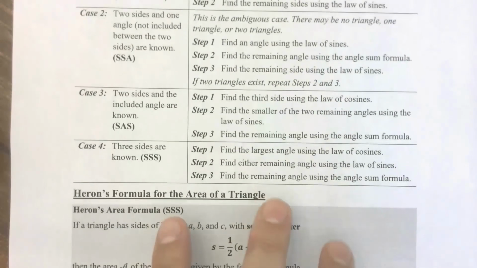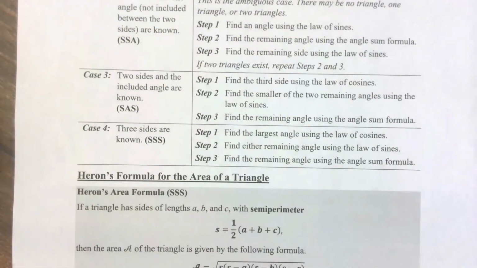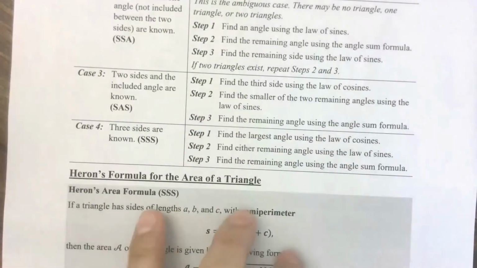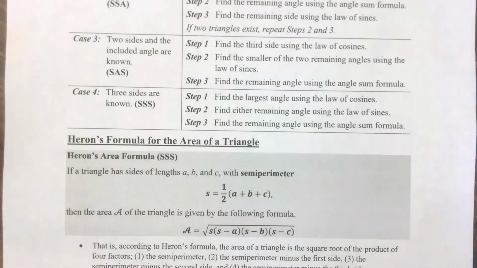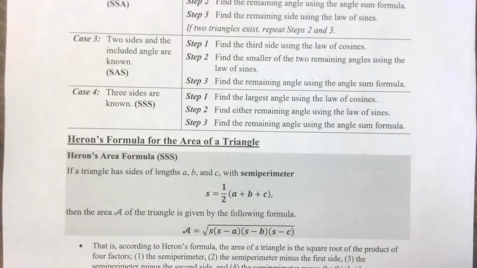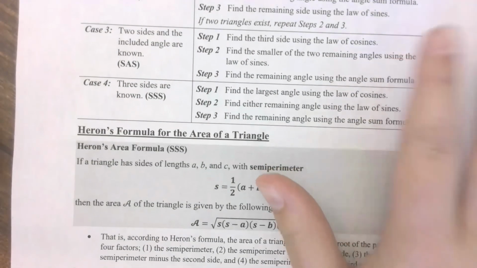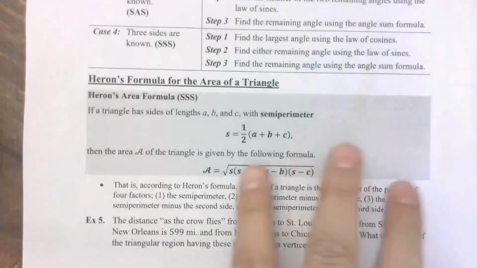Case 3, one of the cases that we talked about in this section today, you are given 2 sides and the angle between them, so you can find the third side using the law of cosines, then find one of the other angles using the law of sines, and then the last angle using the angle sum formula. So exactly what we did in this section today. As well as case 4, if you're given 3 sides, then you can find an angle using the law of cosines, then find either remaining angle using the law of sines, and then the last one using the angle sum formula. So this is like examples 1 and 2, and this is examples 3 and 4.